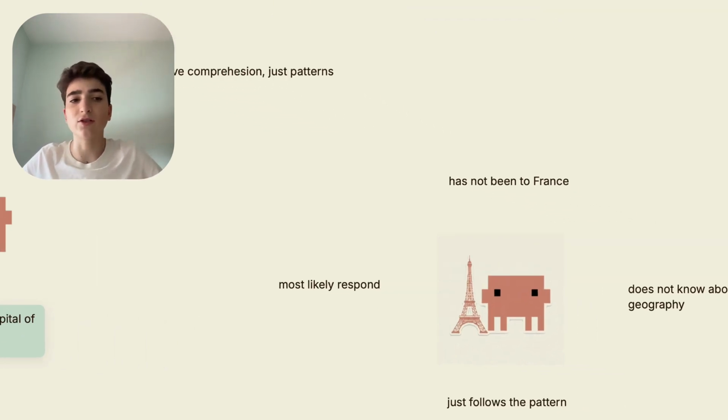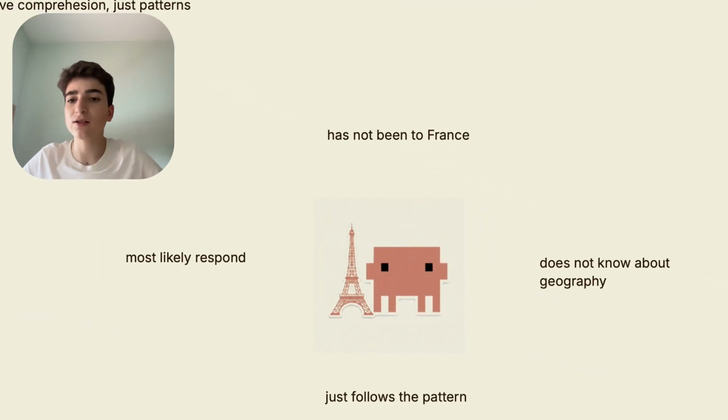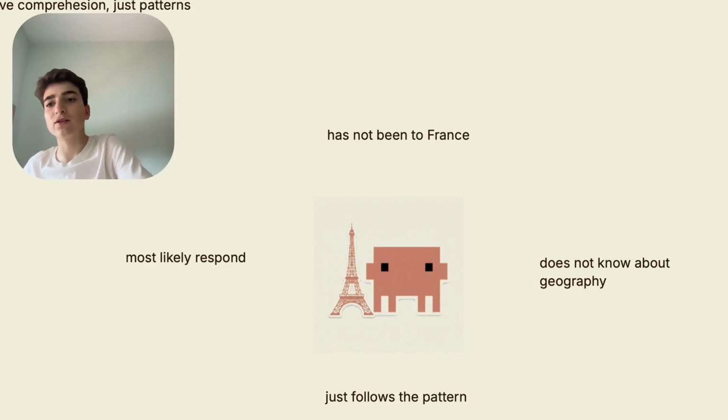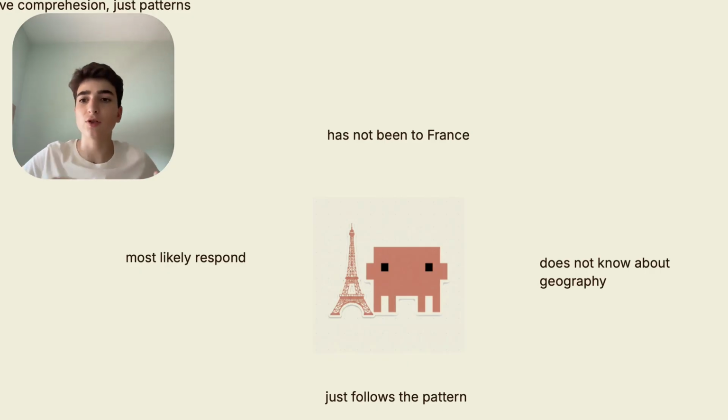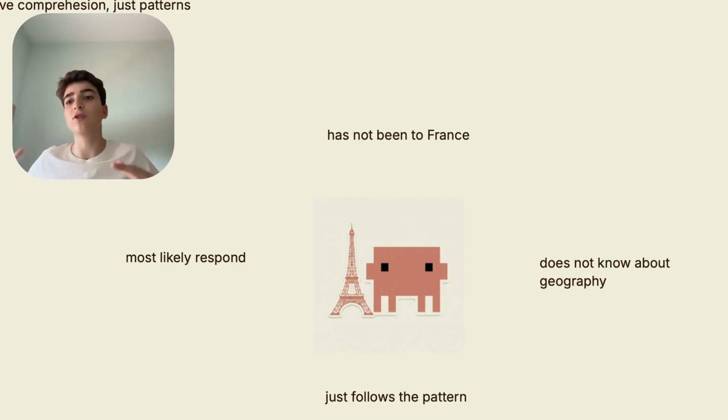But it doesn't understand, because it has not been to France and doesn't know about geography. It just follows the patterns, and this is the most likely response to what's the capital of France. If the most likely response was Barcelona, then it would have said Barcelona. That's why it predicts, because it's the most likely response. And as this is a general question, it knows it for sure.